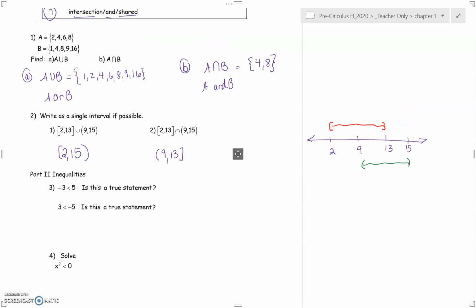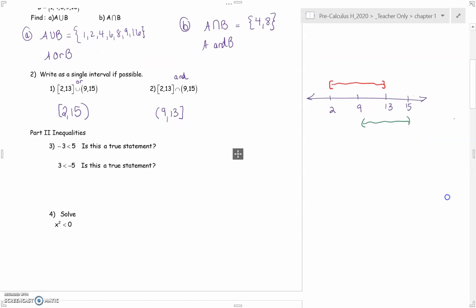For the first problem, it was a union. So I'm thinking, where do you see red or green? I see red or green from 2 to 15, including the 2, not including the 15. But for the second part, I want to know, where do you see red and green? I only see red and green between the 9 and the 13, not including the 9, yes, including the 13. So there's a difference between an intersection and a union.